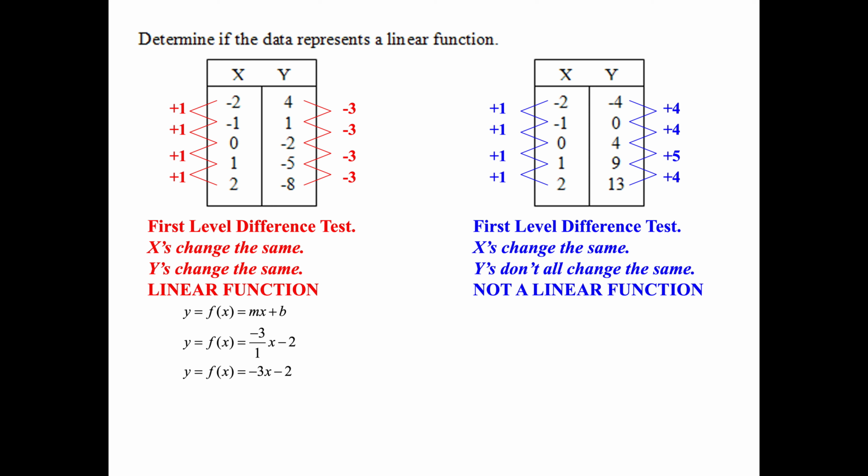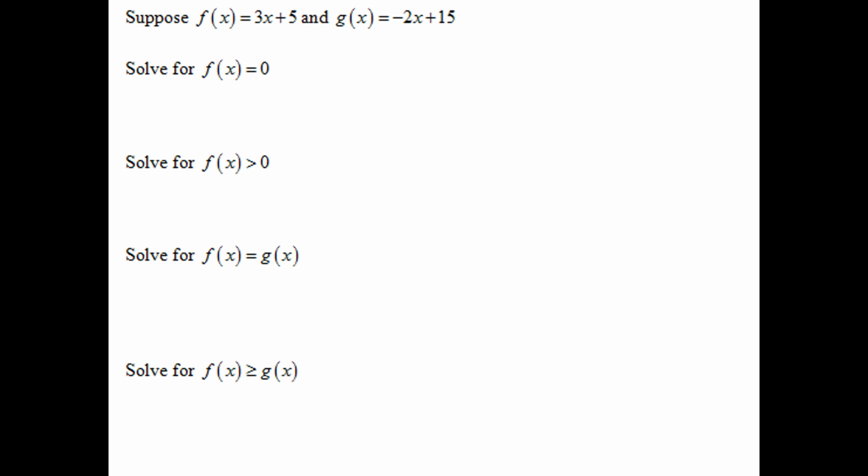Next, you're going to start comparing functions with equations and inequalities. So let's say, for example, 3x plus 5 is your f of x, and g of x is negative 2x plus 15. If they want you to solve for f of x equals 0, that means put 3x plus 5 in for f of x, set it equal to 0, and solve for x. X equals negative 5/3.